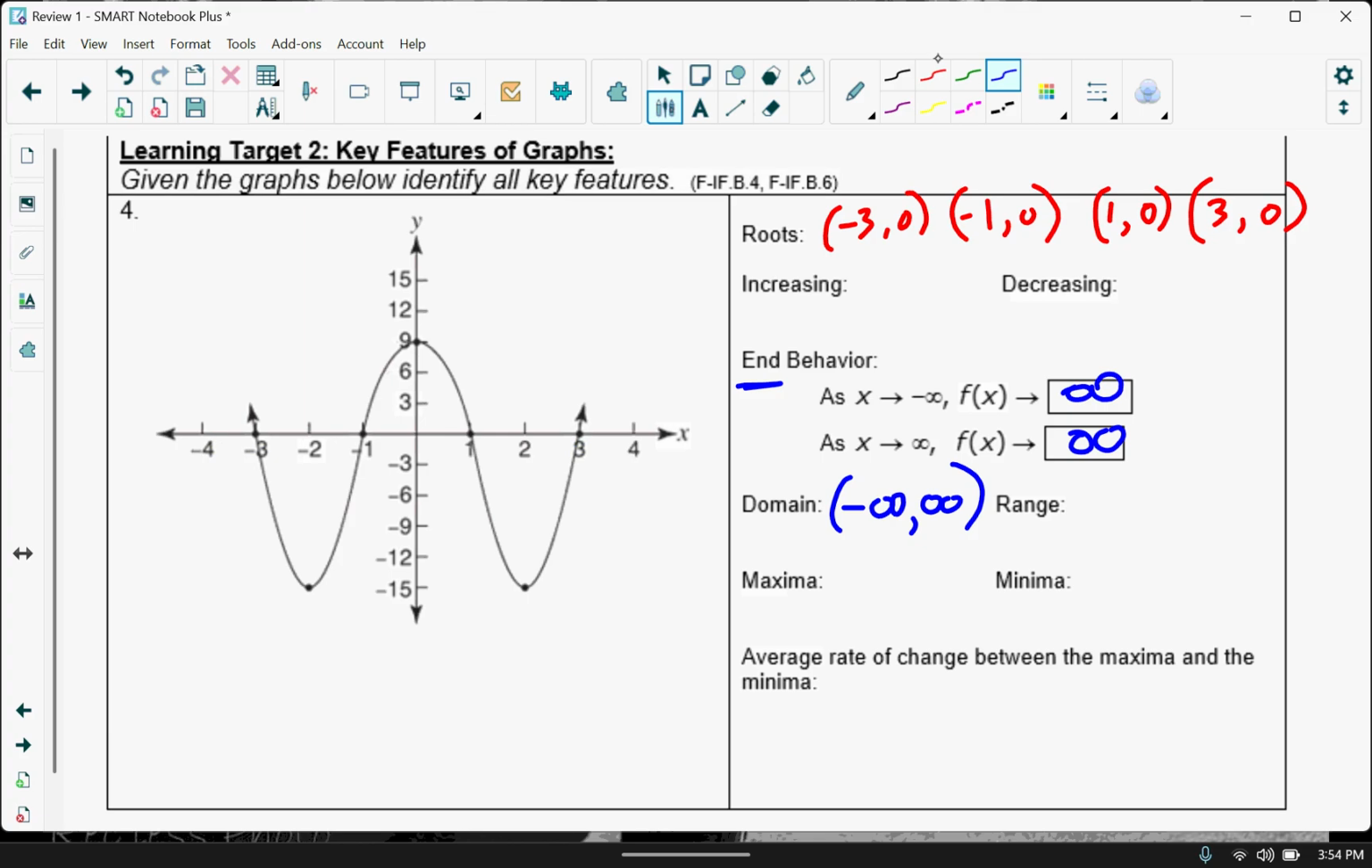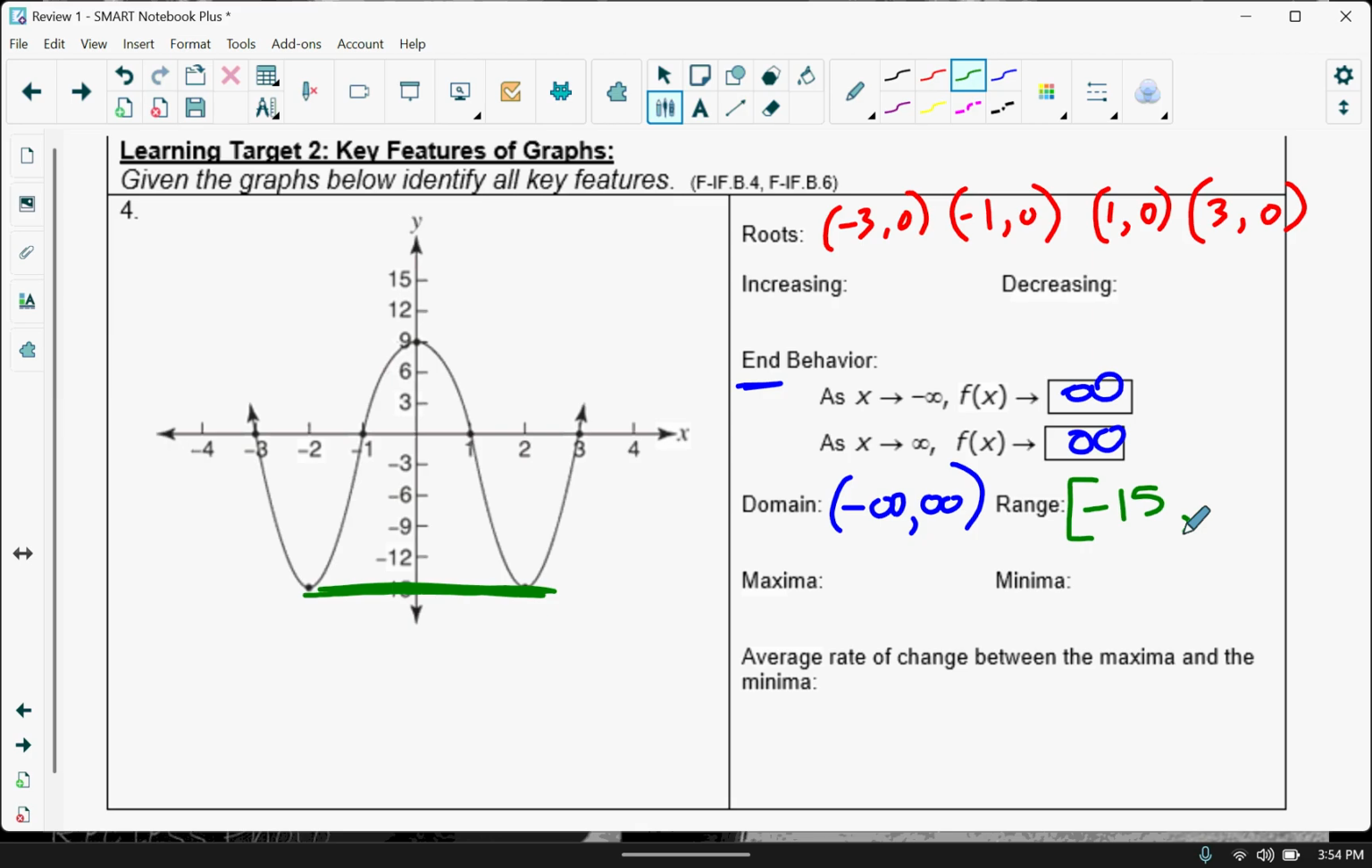Now the range is similar, except now we're going to use the y values. So we have to find the lowest and the highest that the graph can go. So we're looking for the extremes. Now this graph has 2 dots, but they look pretty level. They look like they're both at -15. And that on the y-axis has a black dot, so we're going to put a bracket.